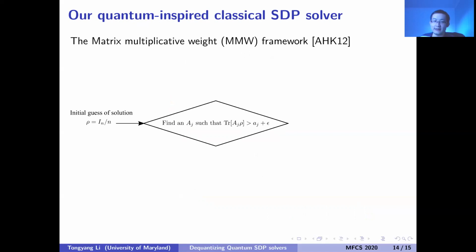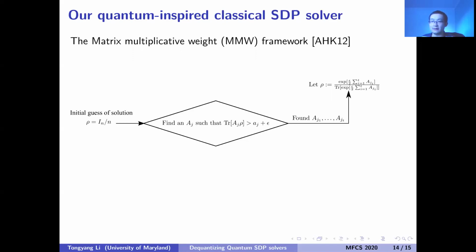Maybe, for instance, you will naturally find a constraint matrix AJ that is not satisfied. For instance, the trace of AJ times rho is larger than the requirement. It is required to be smaller than bJ, but we have a threshold here that is even larger than bJ plus some epsilon. If you encounter this, what is the solution? It means that the guess is not really good, and this specific constraint AJ is not something you are in favor of. So you are going to make a renormalization, renormalizing the corresponding matrix AJ by a different weight.